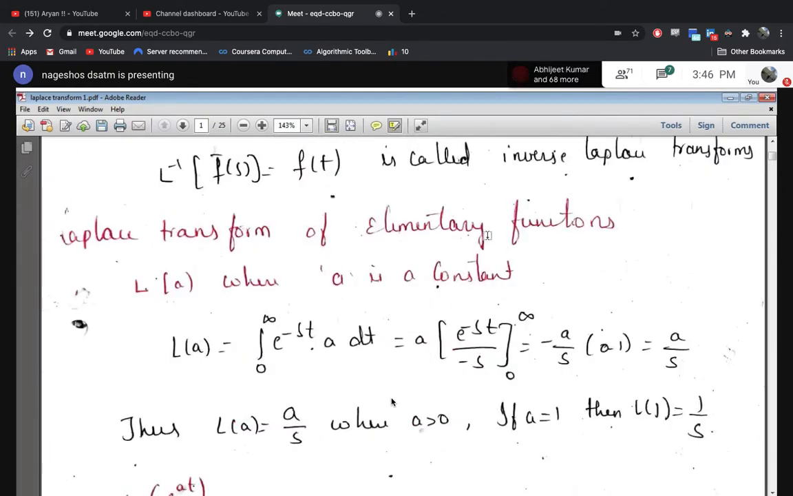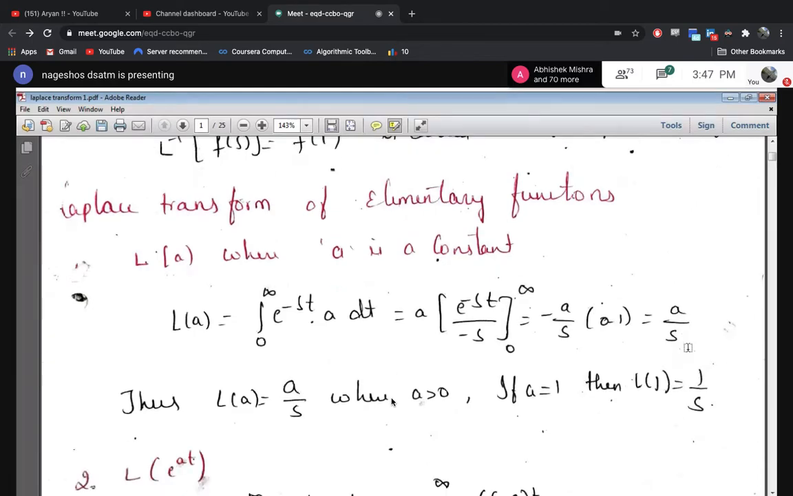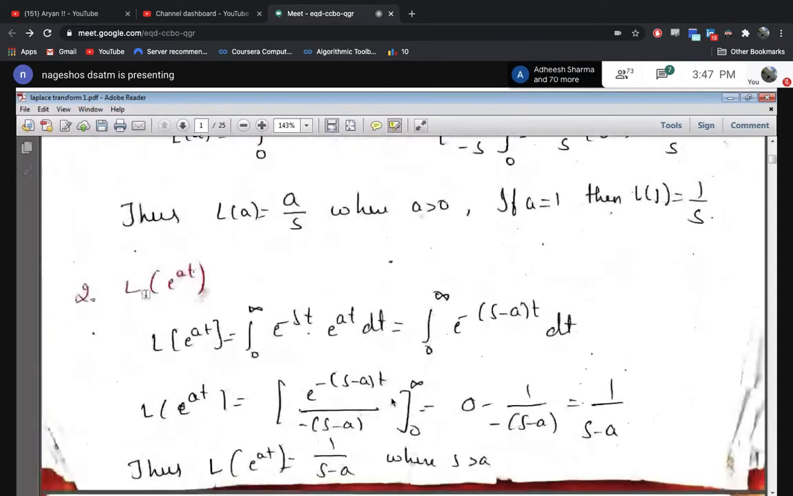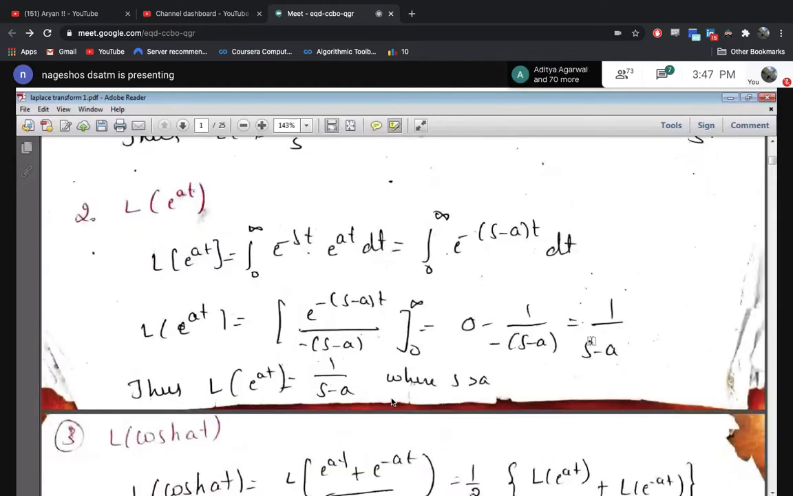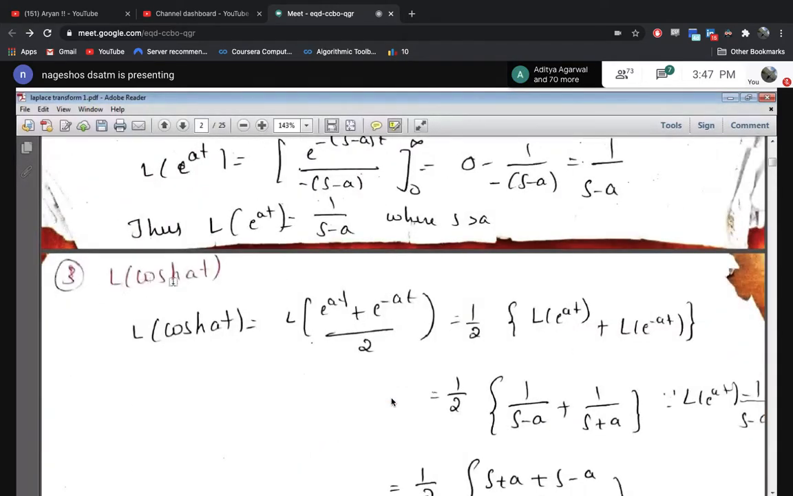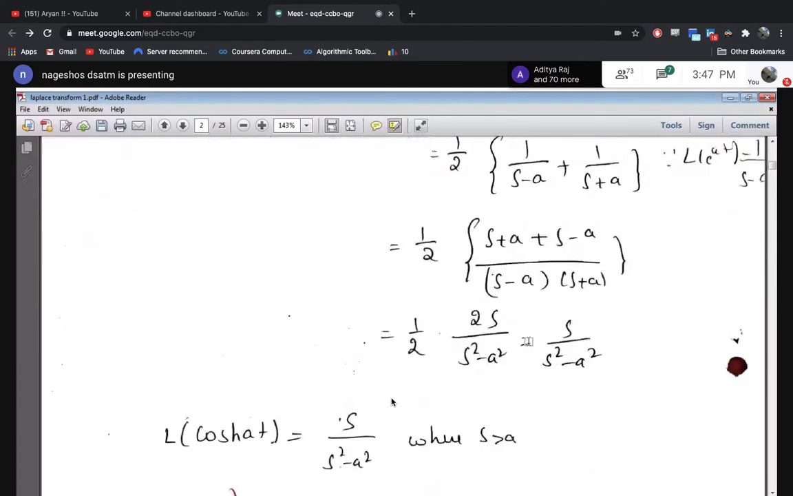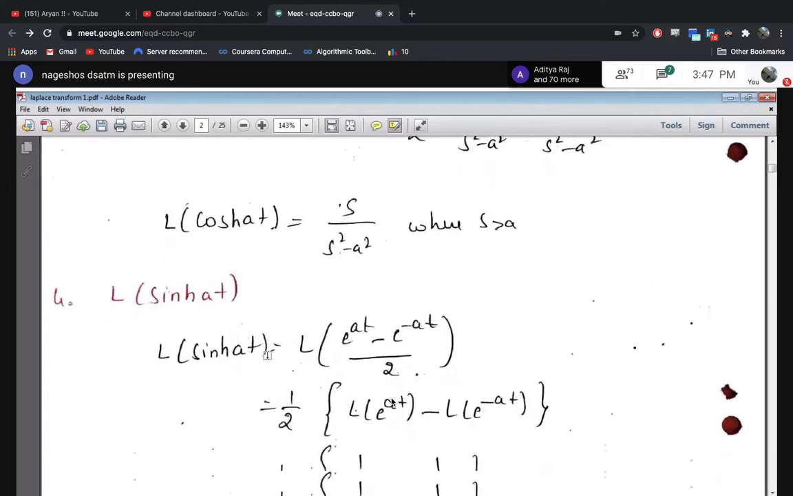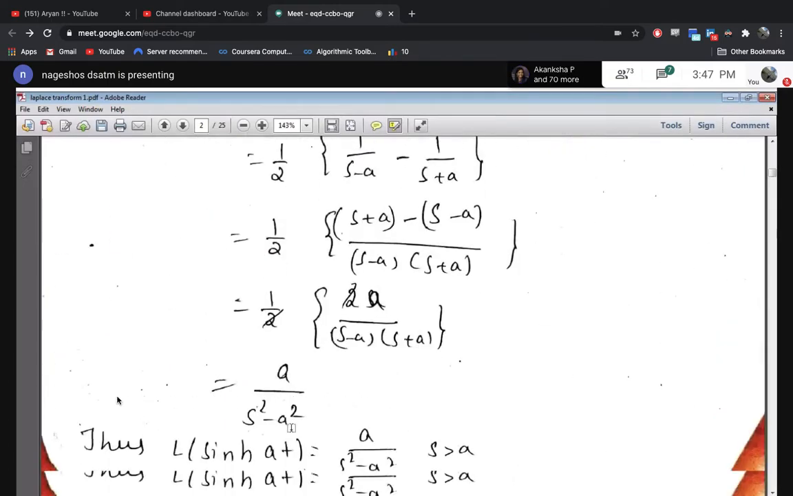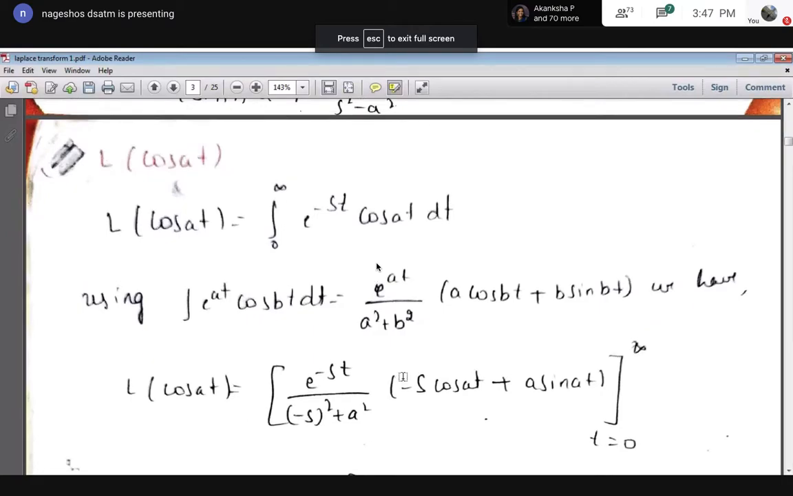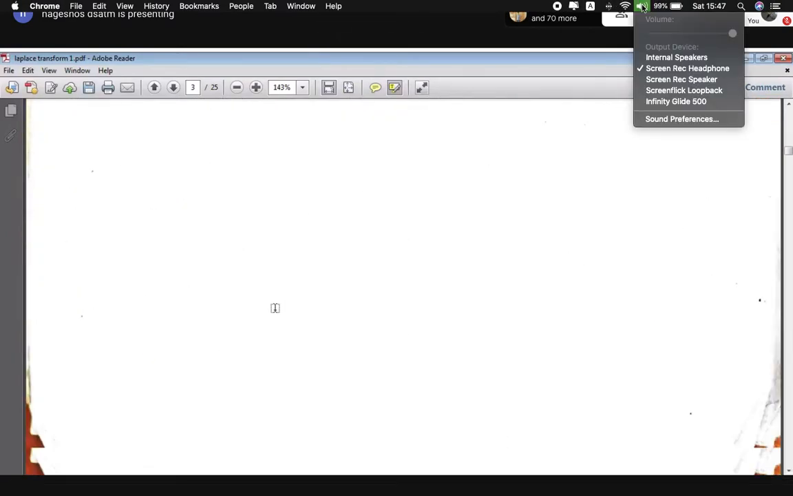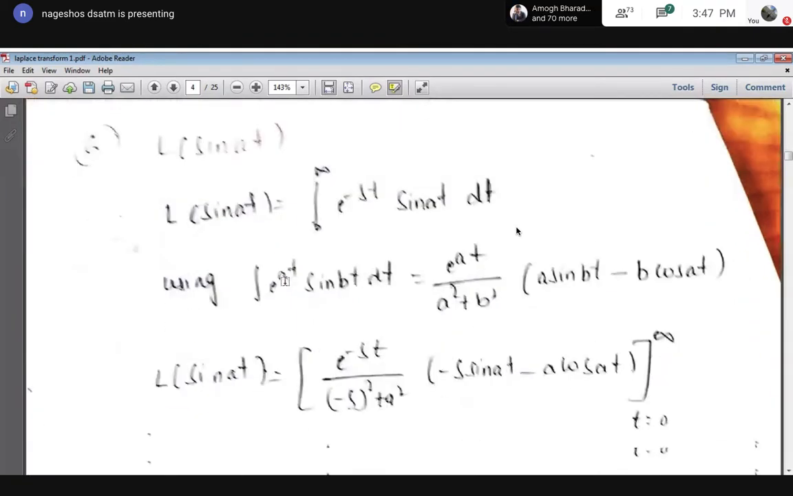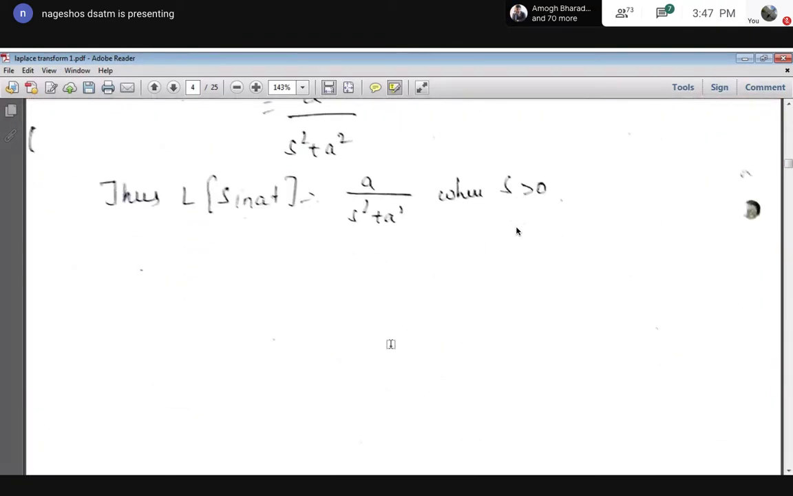Next, we discuss the Laplace transform of some standard functions. L of a, if you use the definition, the integral from 0 to infinity of e power minus st times a, you will get a by s. Similarly, Laplace transform of e power at is 1 by s minus a. Laplace transform of cosh at is s by s square minus a square. Laplace transform of sinh at is a by s square minus a square. Laplace transform of cos at is s by s square plus a square. Laplace transform of sin at is a by s square plus a square.